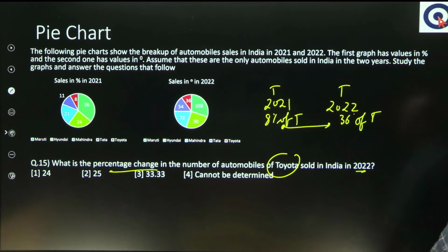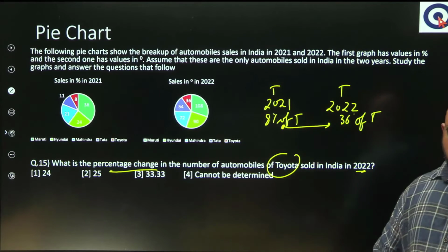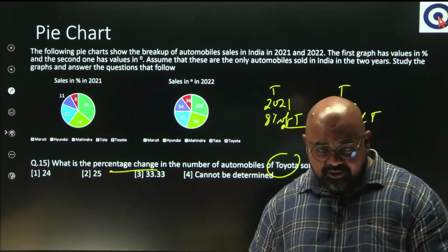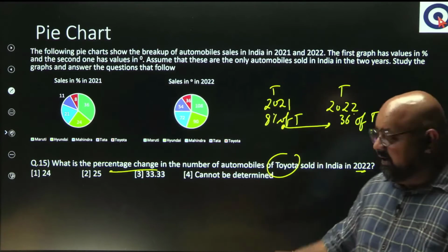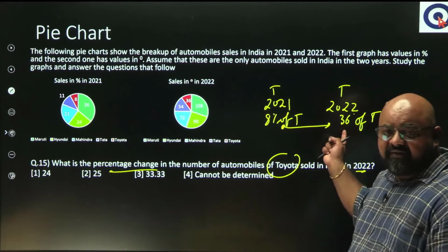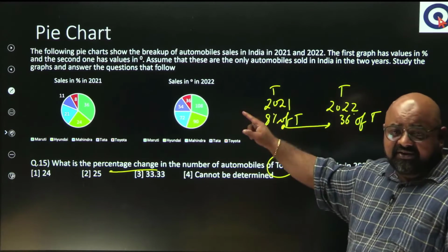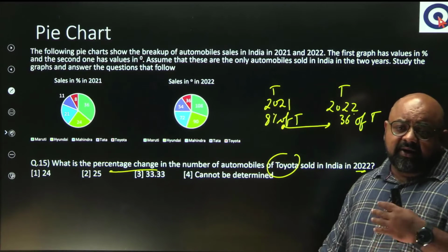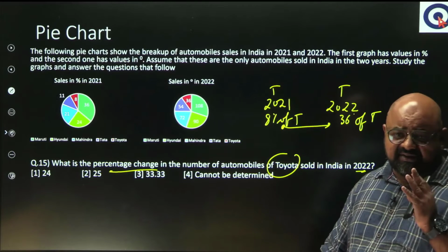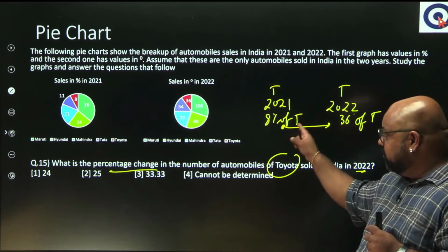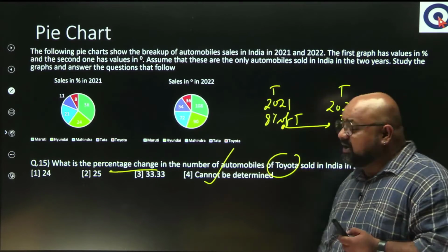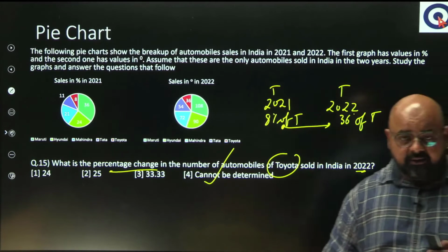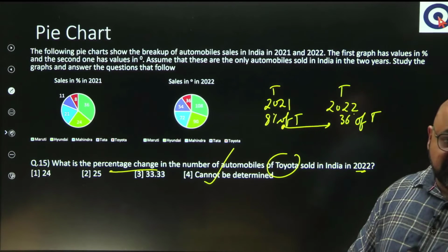Can we find out the percentage increase? Please don't, because in 21 and 22 the totals are different. If the total was given, I still could have tried. I could have made percentage into degrees. 8% in terms of degrees will be 8 upon 100 into 360. I'll get the degree value. But the problem is the total could have changed. And therefore, the answer to this question becomes CBD, cannot be determined. No comparison across pie charts is possible.